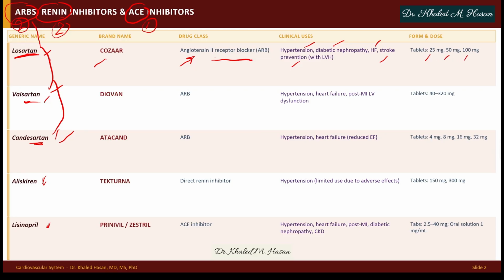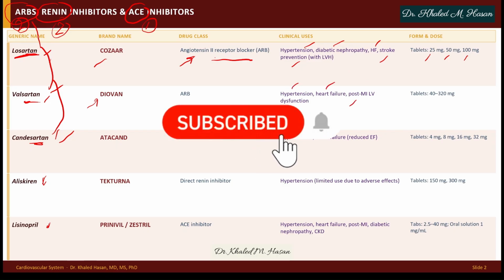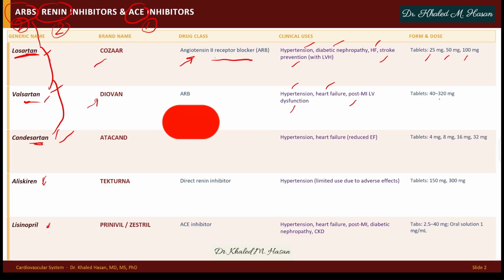Again, we have more of these medications, for example olmesartan and telmisartan, so it's not only these three medications. We have more. Valsartan, brand name Diovan. Valsartan is used for hypertension, heart failure, and post MI left ventricular dysfunction. Valsartan is available as 40 milligram to 320 milligram.